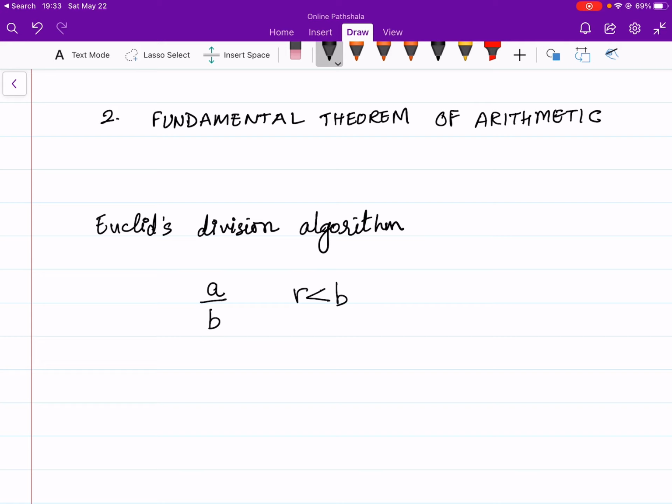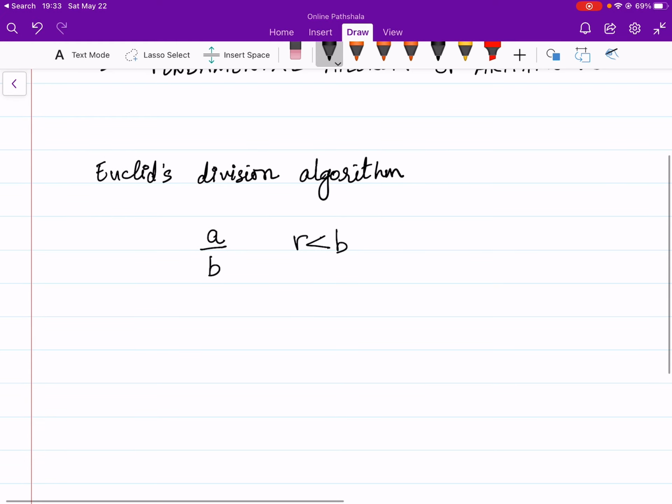You probably already recognize this as the long division process. Now, this result seems quite easy to state as well as understand, but it has many applications related to the divisibility property of integers. We will be touching a few of those properties in this chapter, and one of the key things that you will learn is how to use Euclid's division algorithm to compute the HCF of two positive integers.